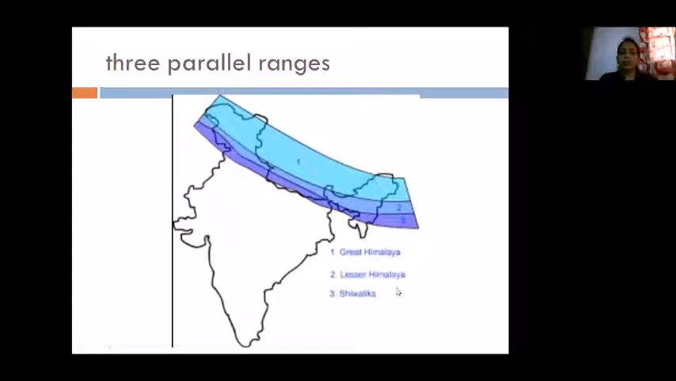First we will see the first physiographic range of the Himalaya, that is the Great Himalaya, which lies at the north. The second is the Lesser Himalaya, and last, toward the south, close to India, is the Shivalik. About these all three lines we are going to see in this part.